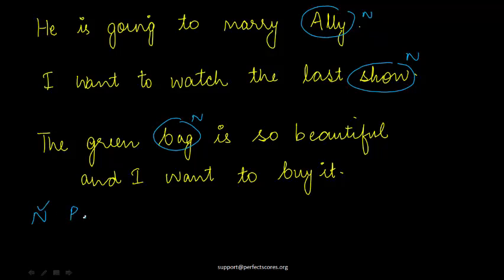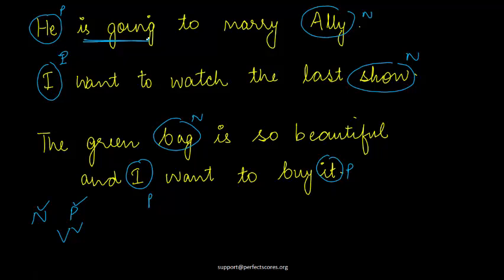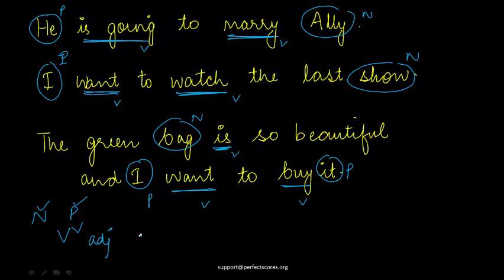Now let's start looking for pronouns. He is a pronoun, I is a pronoun, I again is a pronoun here, and it is a pronoun. Let's start looking for verbs. Is going is a verb. Marry is a verb. Want is a verb. Watch is a verb. Is a verb. Want is a verb. Buy is a verb.